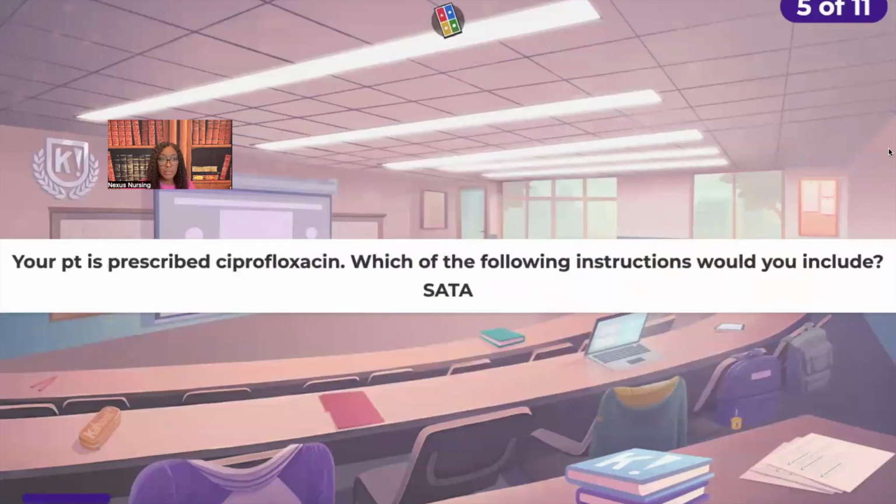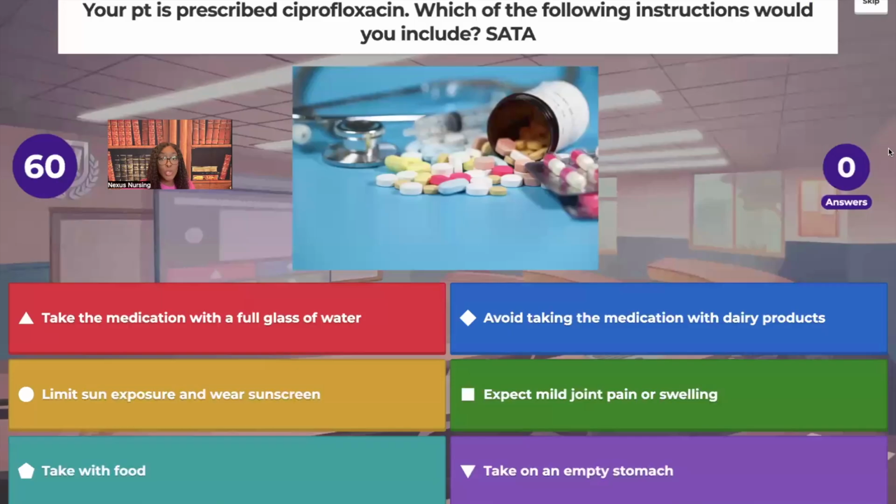Select all that apply. Your patient is prescribed ciprofloxacin. Which of the following instructions would you include? Select all that apply. Here are your options. Take the medication with a full glass of water. Avoid taking the medication with dairy products. Limit sun exposure and wear sunscreen. Expect mild joint pain or swelling. Take this medication with food. Take this medication on an empty stomach. What are you going to teach a patient regarding ciprofloxacin?